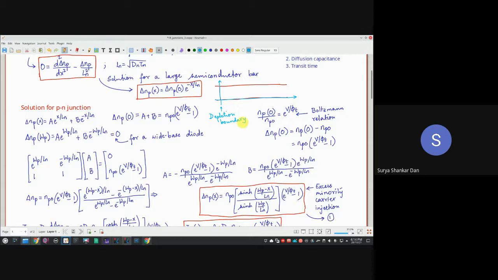This is not the junction. So on this side, this is entirely the P side. And we are speaking about n in p, that is the minority carriers. Okay, injected minority carriers. All right.